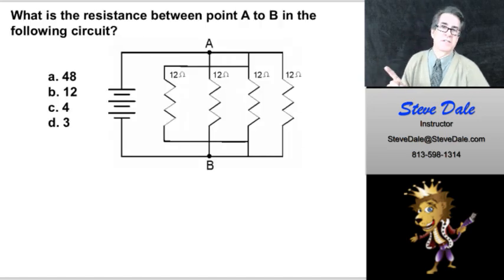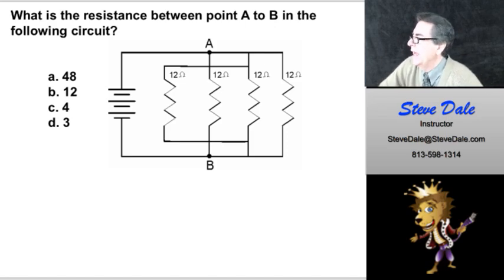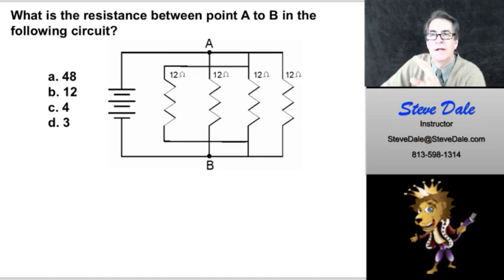This has been on the exam. I mentioned earlier the series parallel, and also the series and parallel circuits. Now this is one right off the exam. You look at this, and it says, what is the resistance between point A and B in the following circuit? First of all, notice all the resistors are 12 ohms. They're all the same.